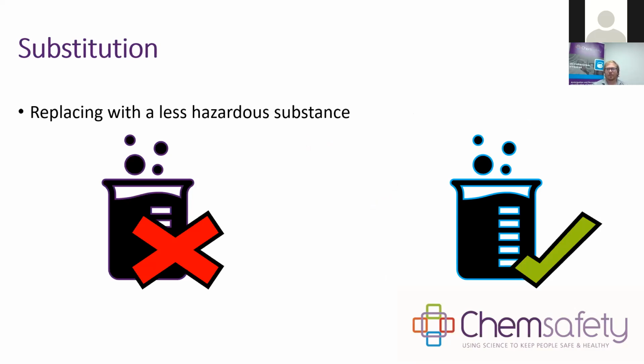Substitution is also a pretty common and straightforward control, and also very effective. So we use it all the time, often for safety purposes, like using a less flammable or explosive solvent because that does the job, and it's easier to have the less flammable things than the flammable or explosive things.